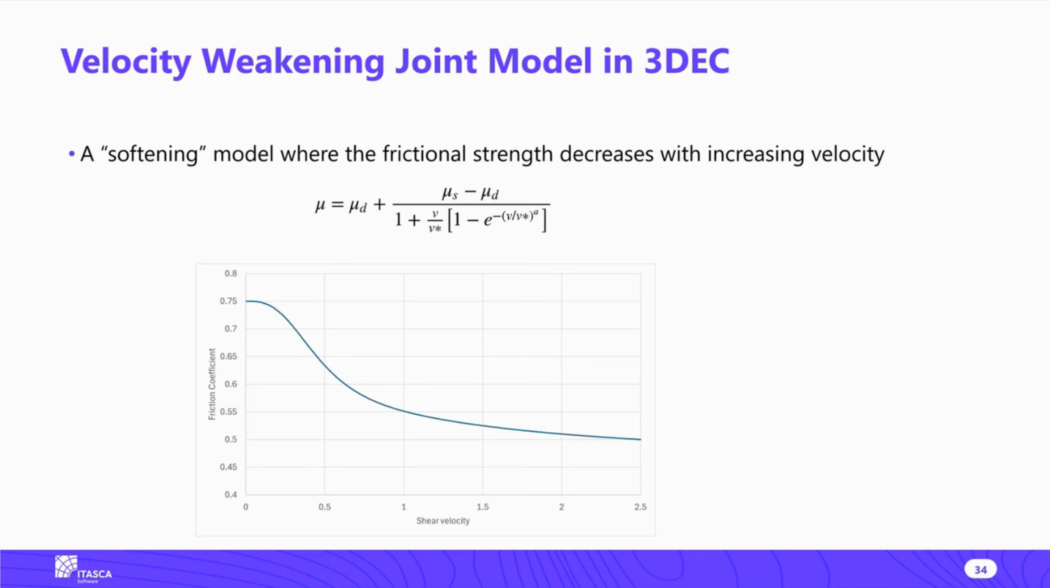We can now do the same thing, but the friction decreases as a function of shear velocity rather than shear displacement. And so you get a curve like this where the friction decreases as a function of velocity. And so you can get some pretty interesting behaviors here, some stick slip behavior as the friction changes with velocity.